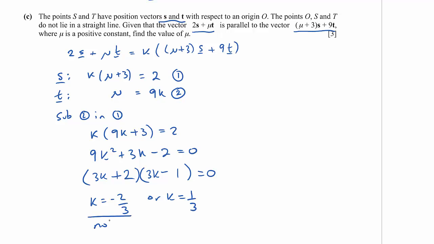And this one here is not possible, and let's just point out why. It tells us mu is a positive constant here, and mu is equal to 9k. So if we had that value, mu would be negative. So k is a third, and so 2 gives us that mu is equal to 9 multiplied by a third, which is 3.